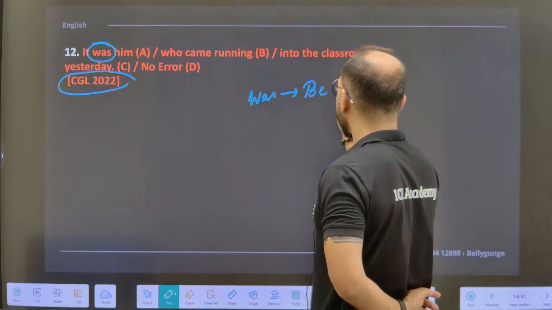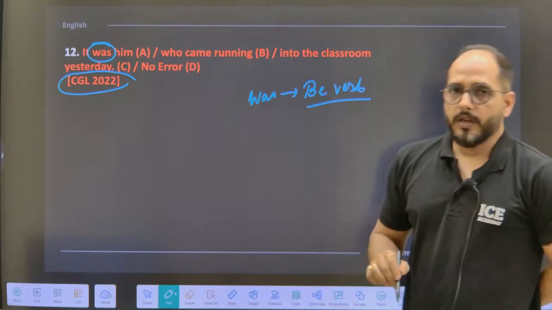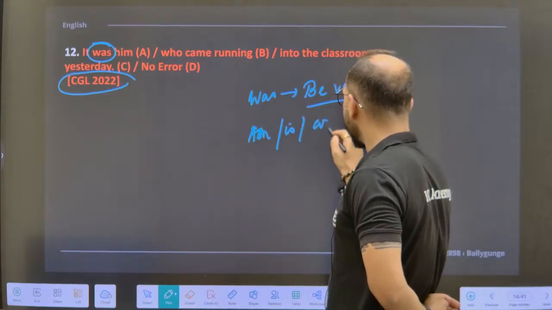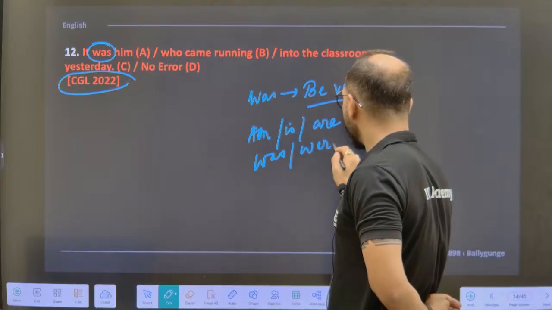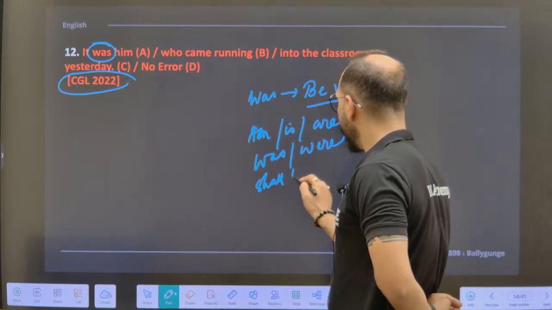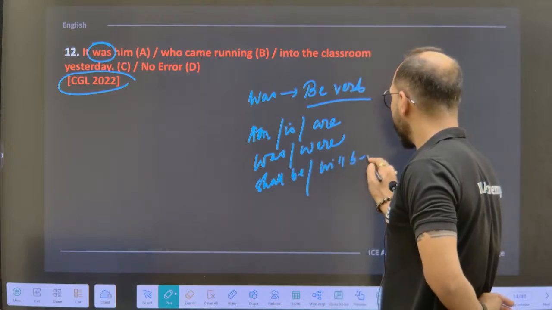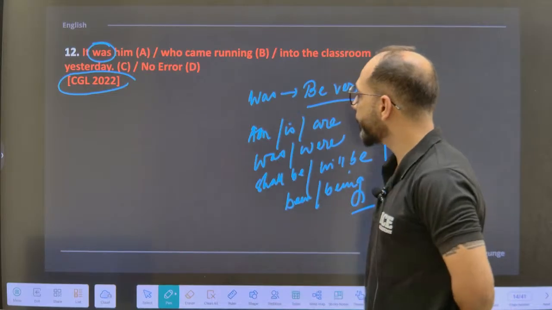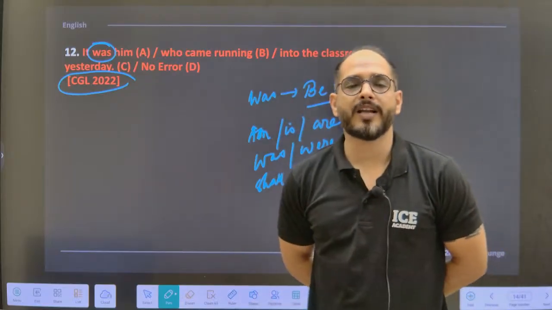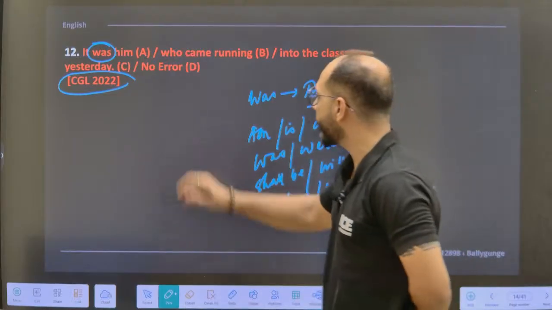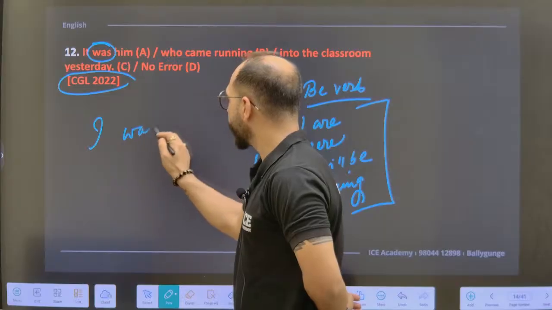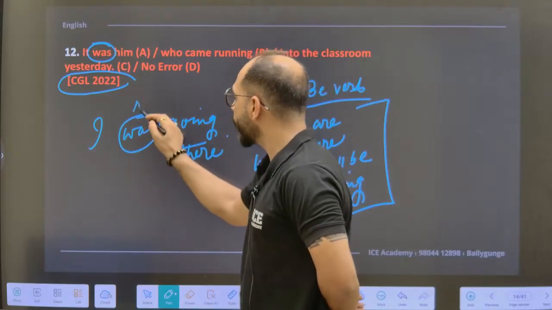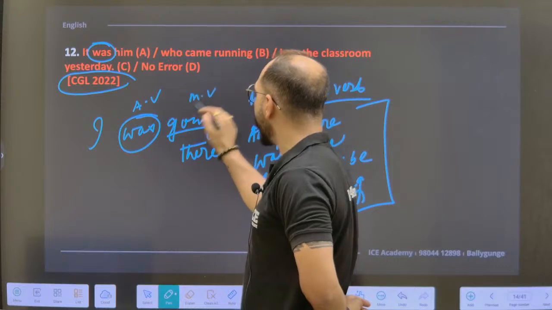This is a be verb. এরকম be verb কোনগুলো আছে? আমরা এখানে লিখতে পারি, we can write here am, is, are, was, were, shall be, will be, then been, being. These are called be verbs, and we know these be verbs are usually used as an auxiliary verb. For example, আমি যদি বলি I was going there. So in this sentence, was is the auxiliary verb and going is the main verb.